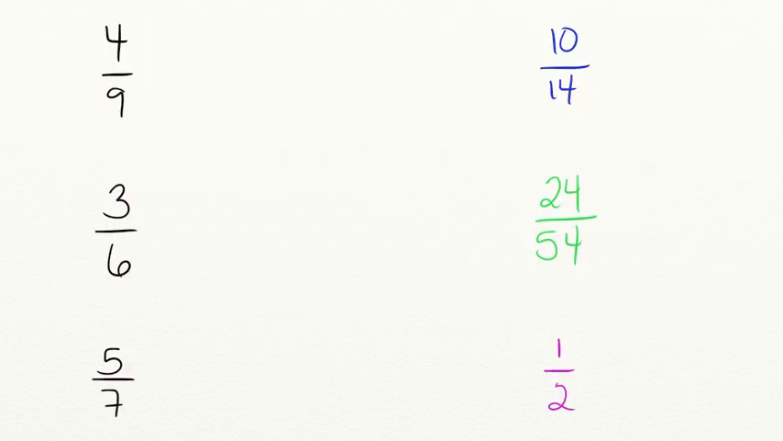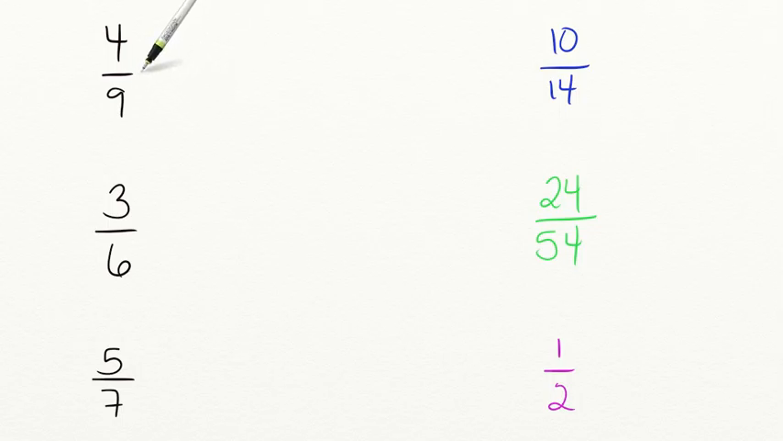Let's go ahead and practice one more time using equivalent fractions. There are 3 fractions on the left-hand side of the screen and 3 fractions on the right-hand side of the screen. You need to match up which of the fractions are equivalent to the other. So one of these fractions on the right-hand side of the screen is equivalent to 4/9. One of these colored fractions on the right-hand side of the screen is equivalent to 3/6. And one of these fractions is equivalent to 5/7. All right, go ahead and solve.